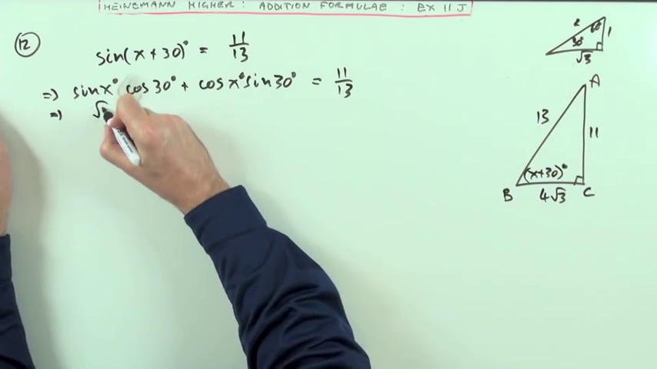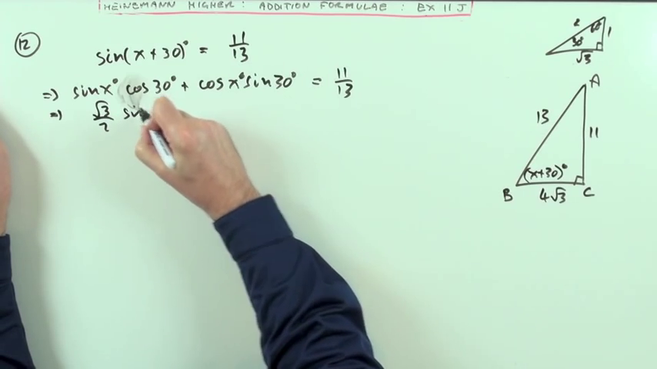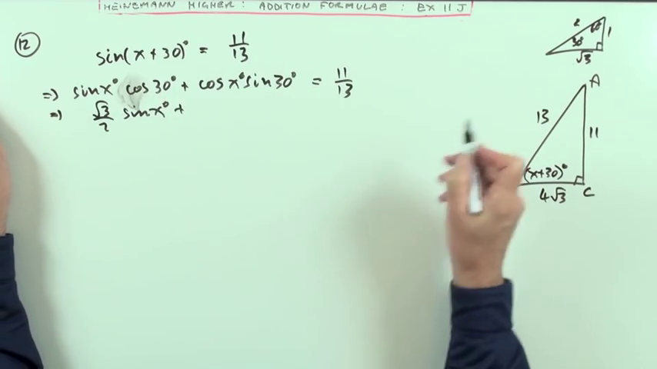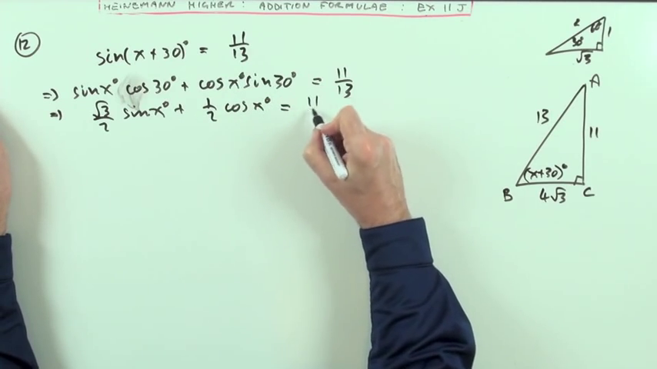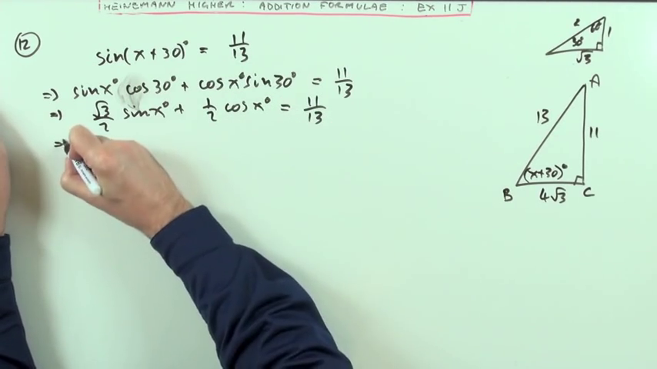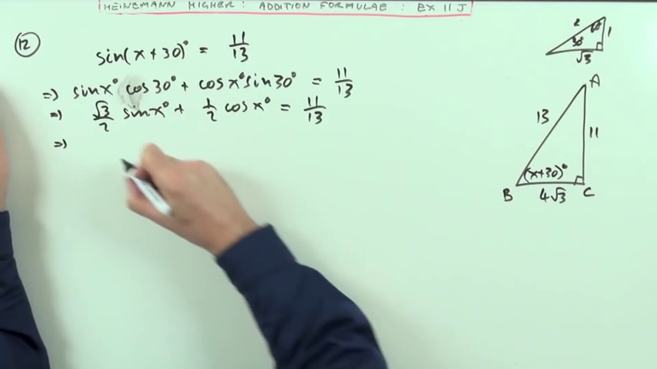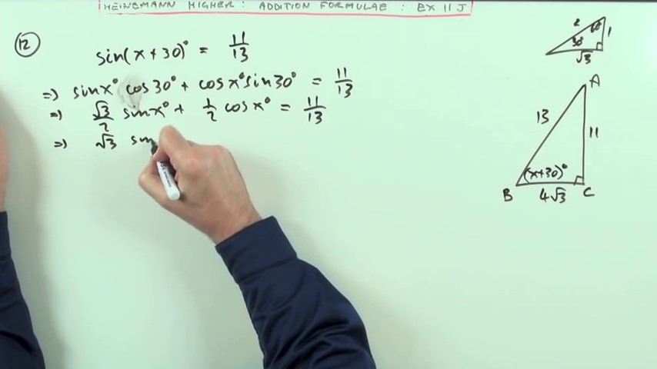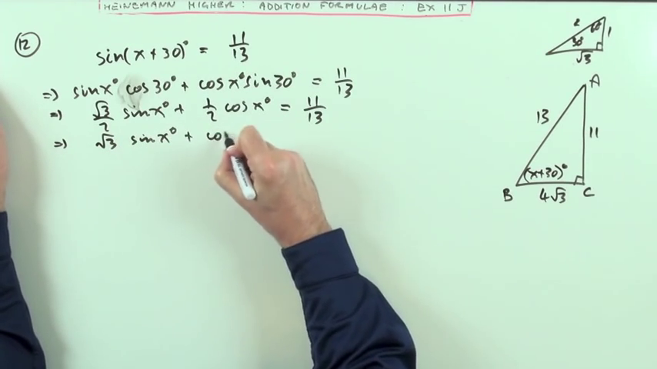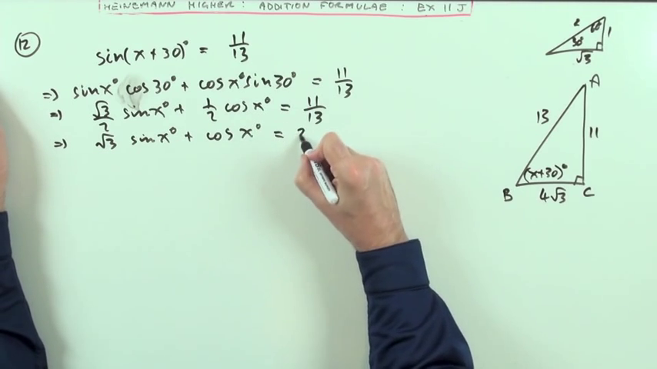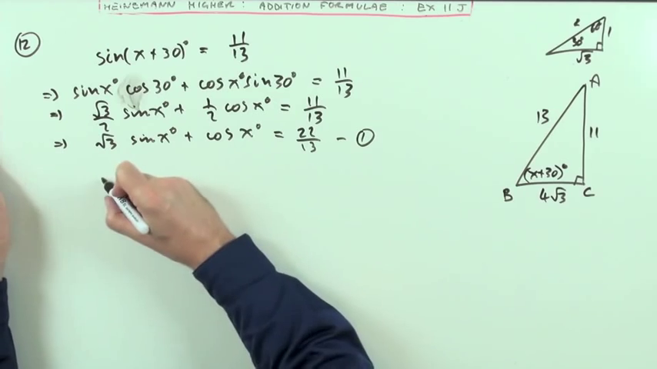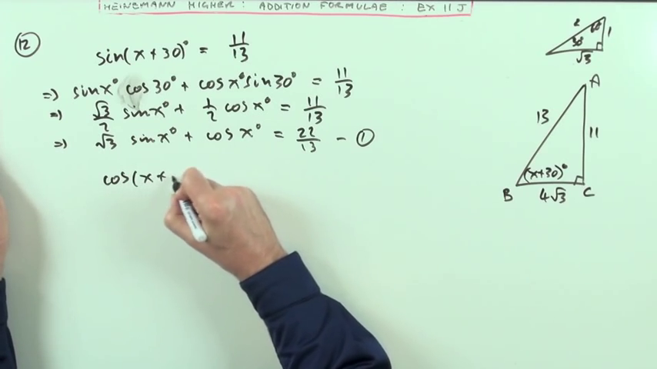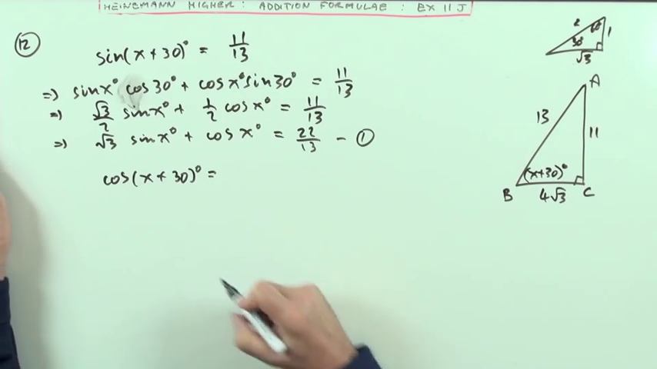The cos of 30 is root 3 upon 2. So I've got root 3 upon 2 sine x plus, and the sine of 30 is a half, plus a half cos x equals 11 upon 13. Could get rid of those 2s. Root 3 sine x plus cos x equals 22 upon 13. Call that 1.